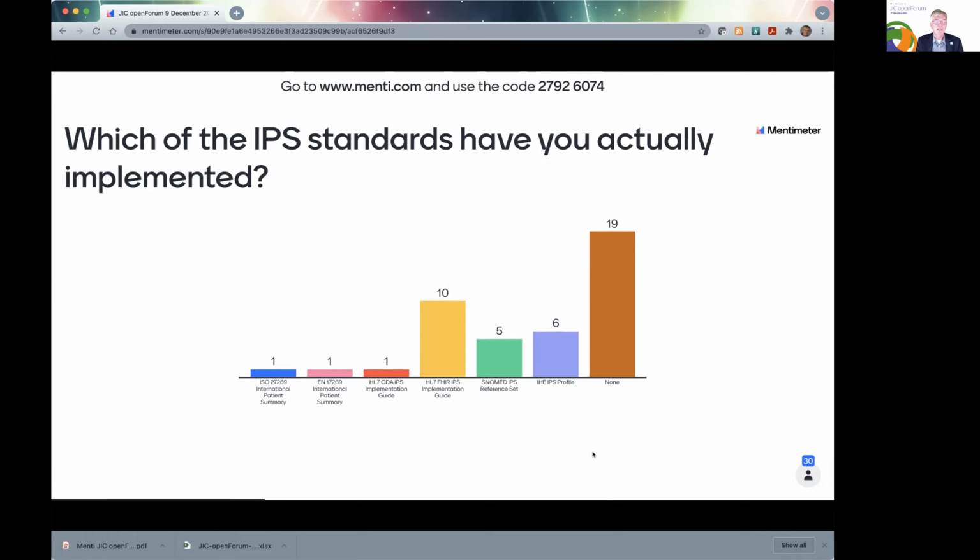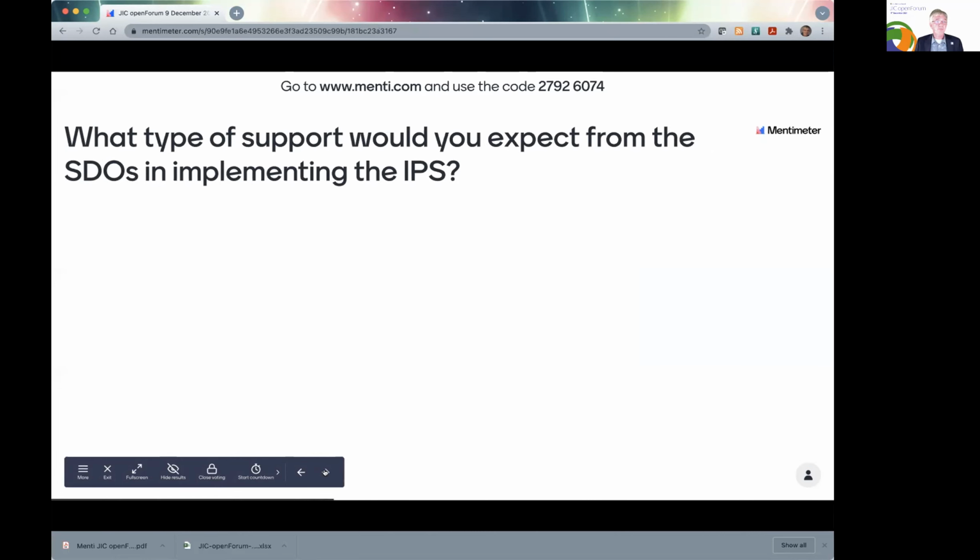So we'll just add those numbers somewhere. Because they're interlinked, as the diagrams that were shown by Derek, they are interlinked. And if you're using the IHE IPS profile, you're using the base standards provided by ISO, CEN, and HL7 as well. So let's go on to the next question.